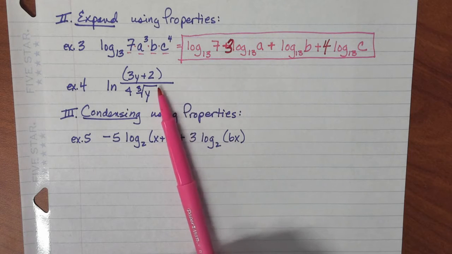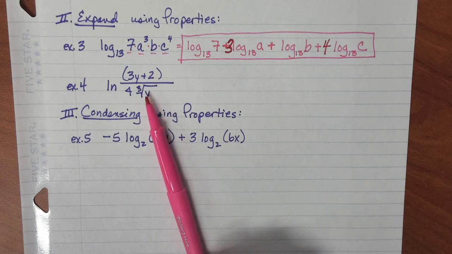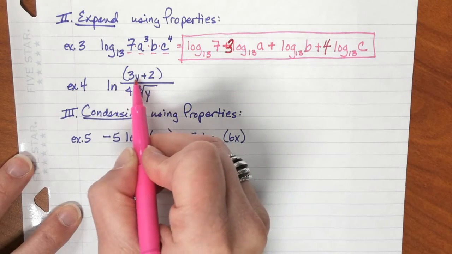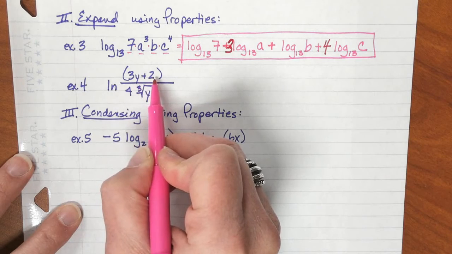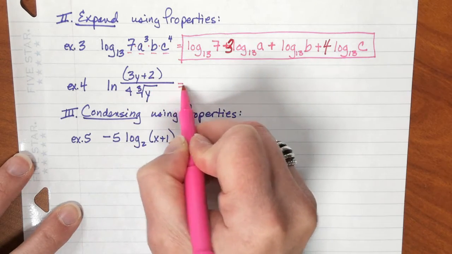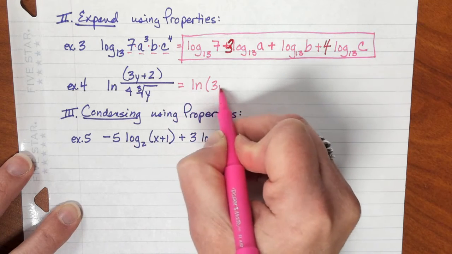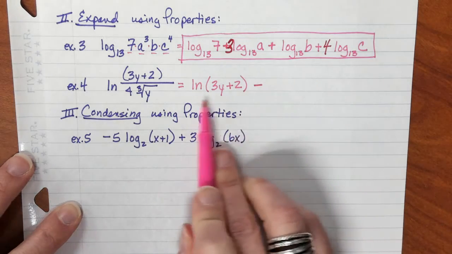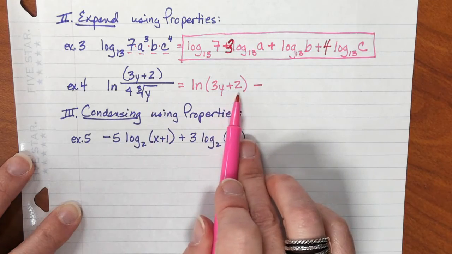Okay? Now let's look at this one. This is obviously written as a quotient, and so when we expand it, we know we're going to do a difference. When you expand it, if you'll notice, this numerator is one term. It's written in parentheses. So I can expand that with the natural log of the 3y plus 2 minus. Okay, I don't need to pull that apart and play with it. That is one unit together.